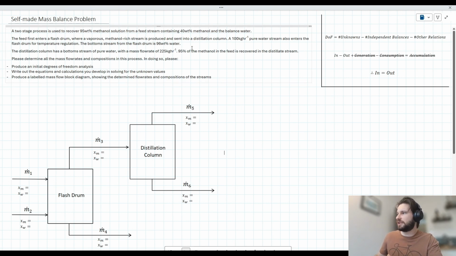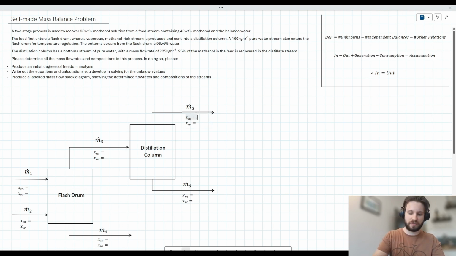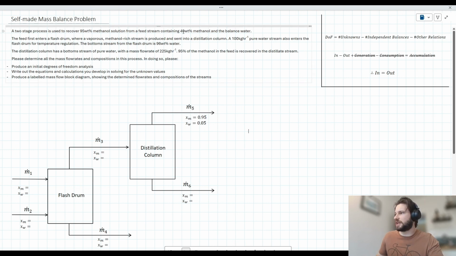So let's have a look at our problem statement again. It says the two-stage process recovers 95 weight percent methanol solution in the distillate. So that's basically saying this distillate here, you've got 95% methanol, and then that would mean you've got 5% water, right? The problem statement then says from a feed stream containing 40% methanol and the balance water. So down here, we've got 40% methanol and we've got 60% water.